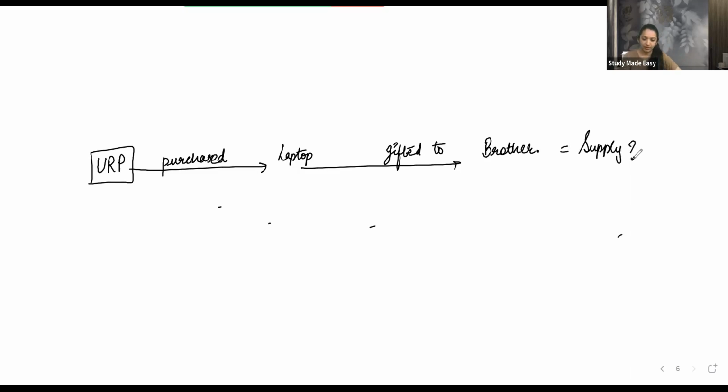Now, tell me this. First of all, tell me, then we will write. I have purchased a laptop from an unregistered person. I am a laptop dealer. Why am I saying this? I am a laptop dealer to make you understand what is my business asset. I have purchased a laptop from an unregistered person, and this laptop has been gifted to my brother. Is it a supply? Think wisely.